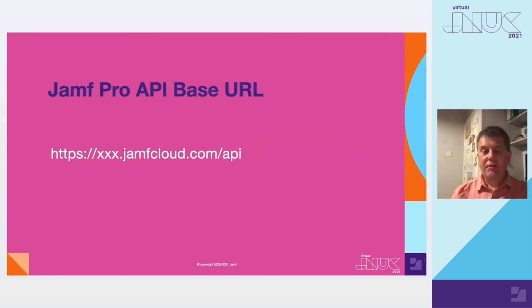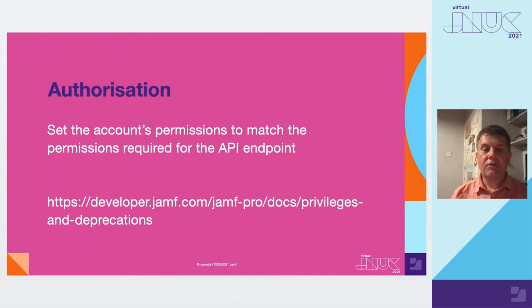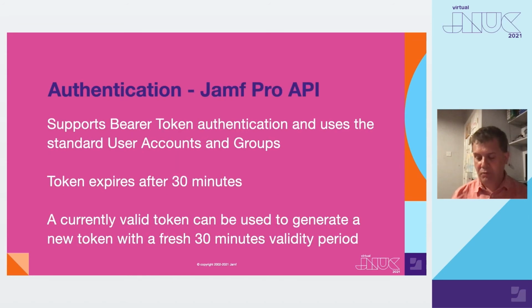So the endpoint is slightly different. With the classic, we were hitting /JSSResource. With the Jamf Pro API, we're going to use /api. That's the endpoint. And then for the authentication, we want to get access to a token. But we still have the same accounts we're going to create. So you can still use the same account initially in Jamf Pro, and assign the same permissions you need. That's going to be as before. But we need to get this token.